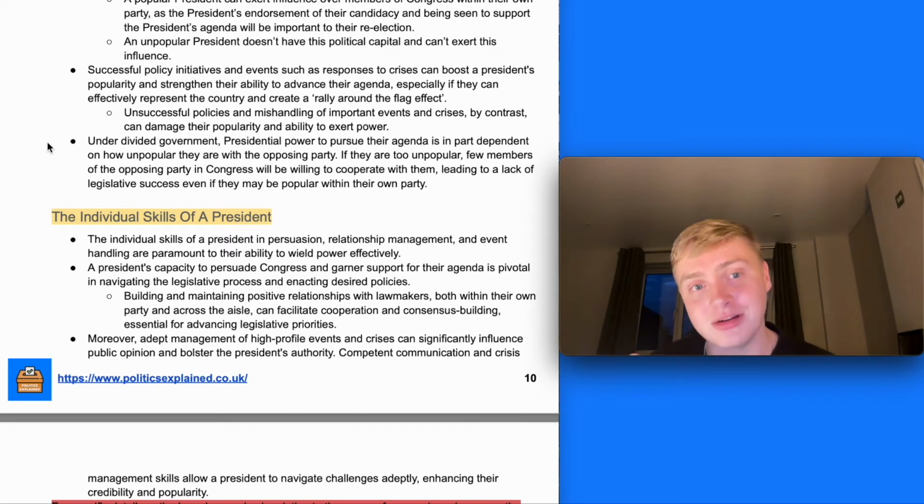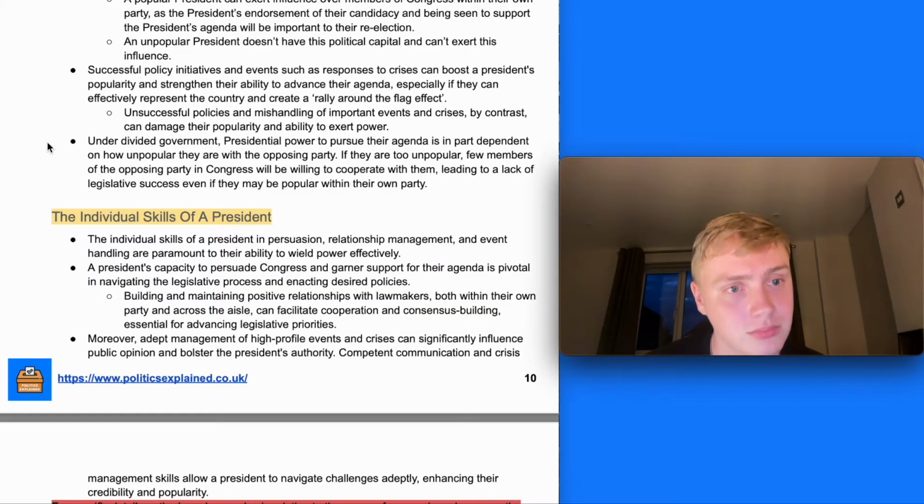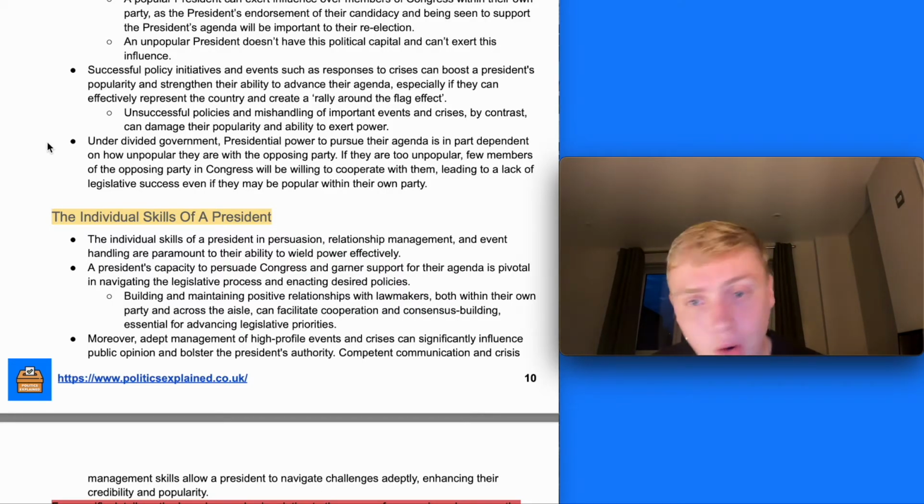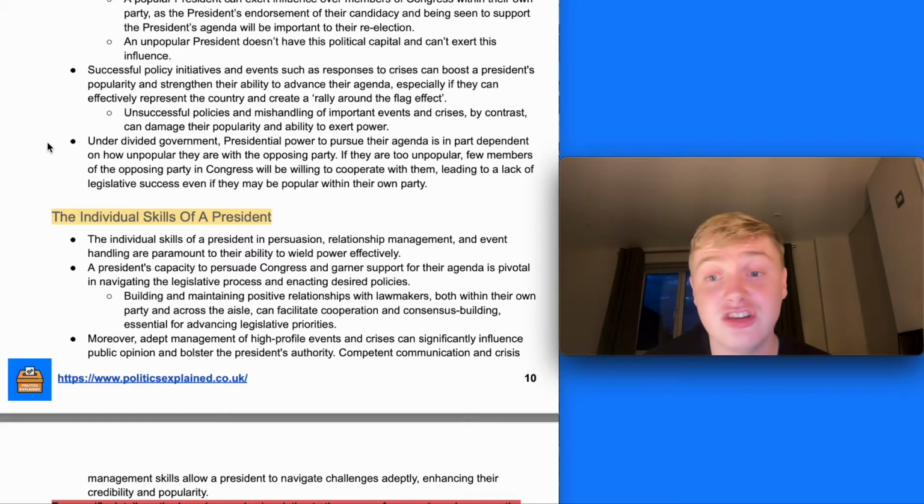But unsuccessful policies and mishandling of important events can have the opposite effect and damage their popularity and ability to exert power. And under divided government, crucially, popularity comes into it as well, as presidential power to pursue their agenda is in part dependent on how unpopular they are with the opposing party. If it's a very polarised political environment and they're deeply unpopular with the opposing party, they're unlikely to be able to get anything done, and they're unlikely to be able to work in a bipartisan manner with the other party to get significant legislative achievements passed.